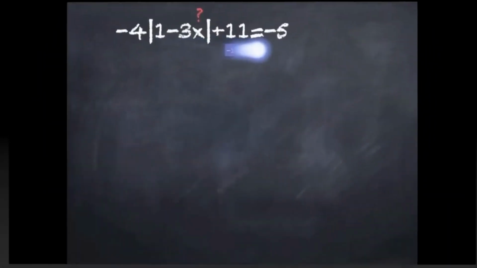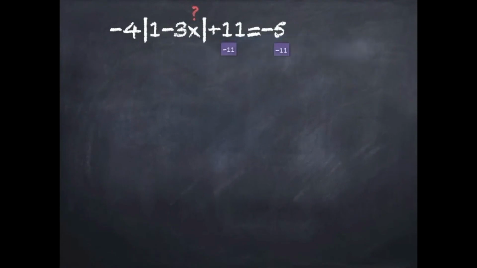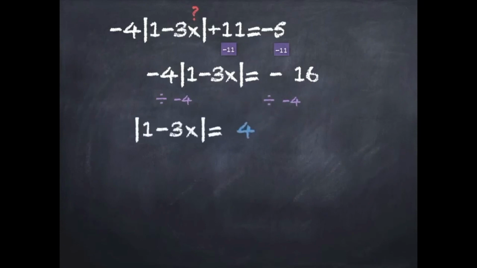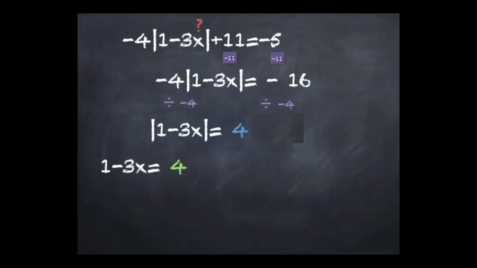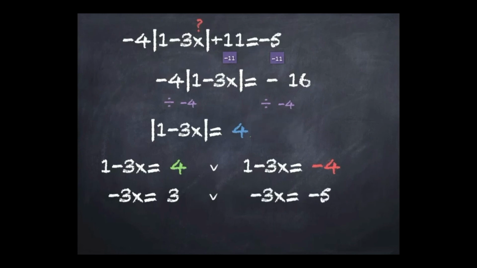Now here's another example. Subtract 11 from each side and simplify, then divide by negative 4 each side to get absolute value equals 4. Here we carry on. Equals 4 or negative 4. Now subtract 1 from each side to get negative 3x equals 3 or negative 3x equals negative 5. Now divide by negative 3 to get your two solutions, negative 1 or negative 5 over negative 3. By simplification we get 5 over 3. Negative over negative is positive.